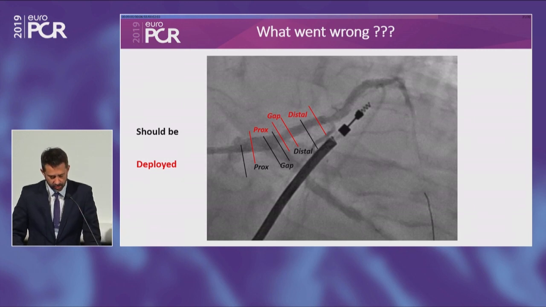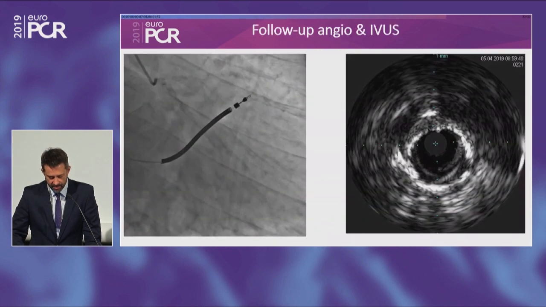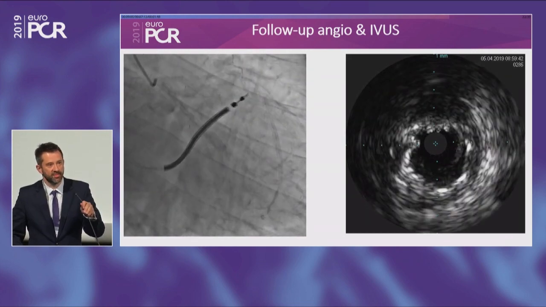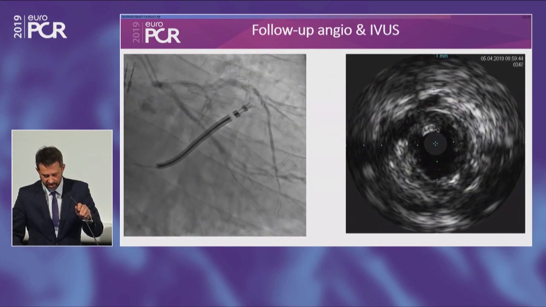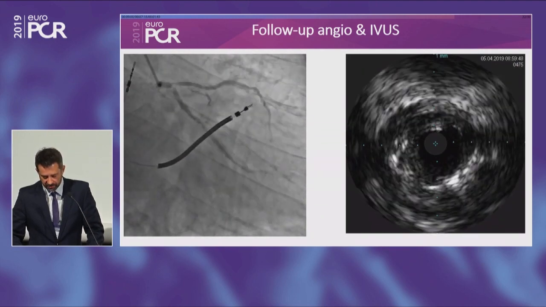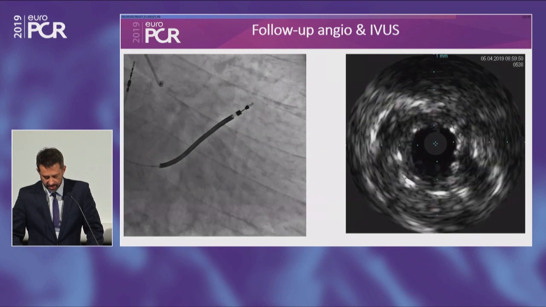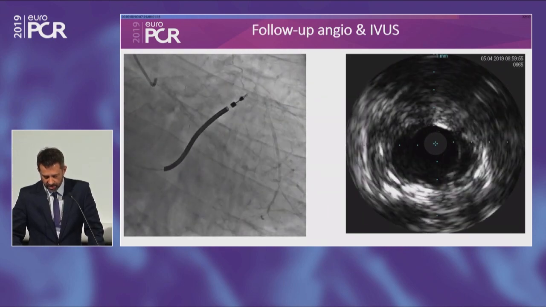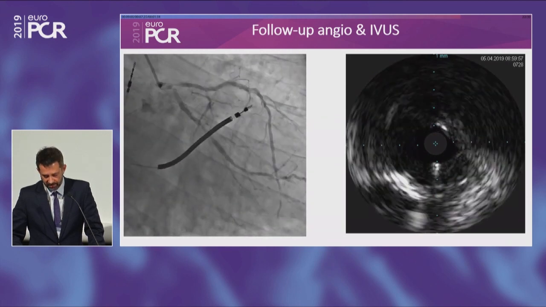The black should be, the red is how it was deployed. Of course, the carina was not covered perfectly with the gap. So the follow-up angio, and imaging before a second angiography, showing us what the problem is. The necessity of DOT is well seen at this moment. Circumflex going on the 4 o'clock, and now we have the left main.